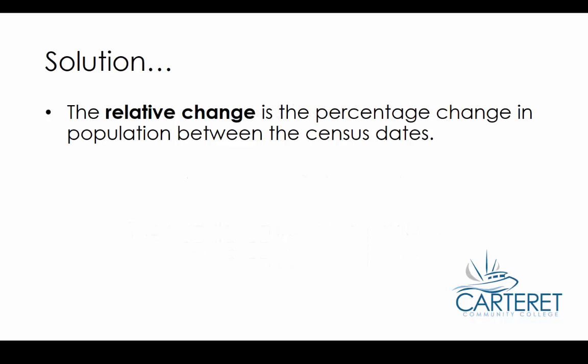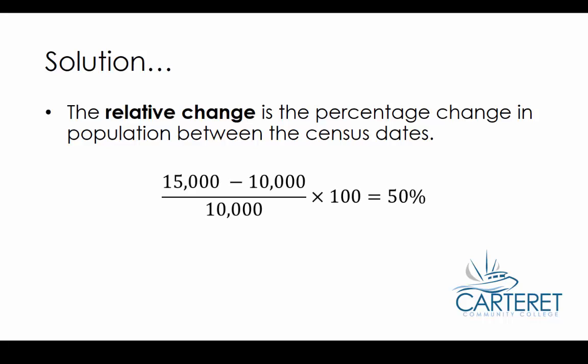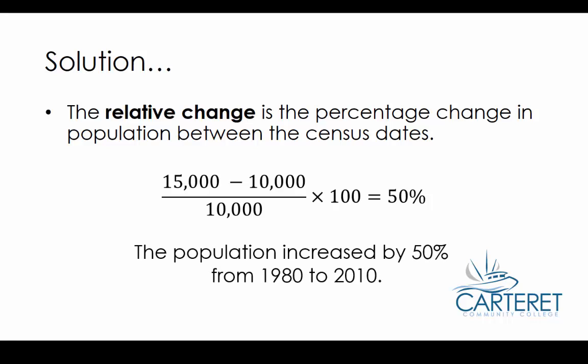The relative change is the percentage change in the population between the census dates. It can be found by plugging into the formula. We can conclude that the population increased by 50% from 1980 to 2010.